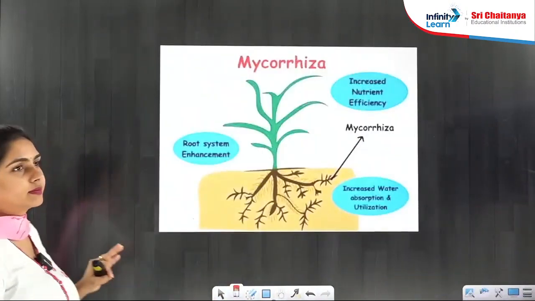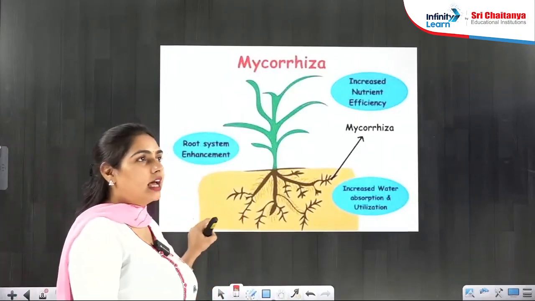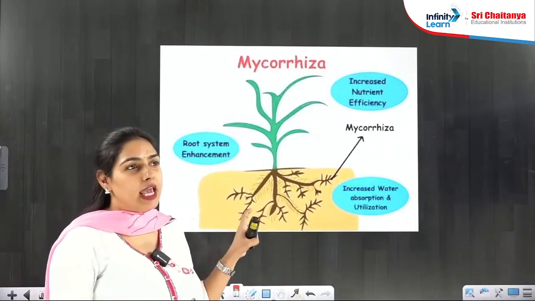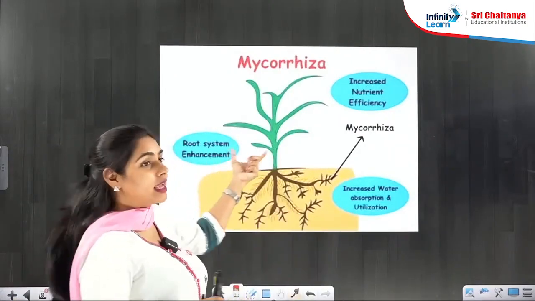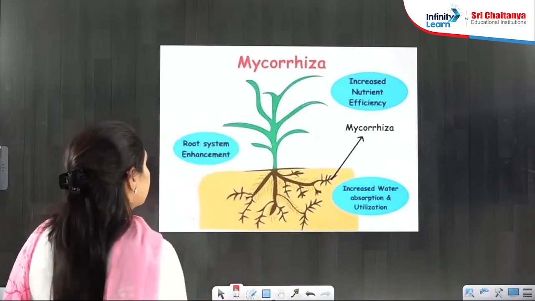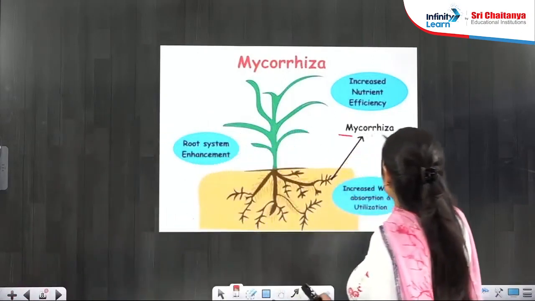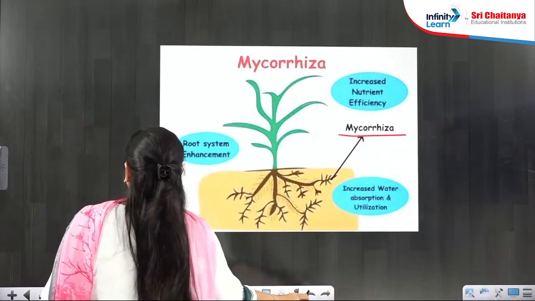Next. You must have heard of mycorrhiza. Here, mycorrhiza. Yes, everyone, mycorrhiza, mutualism. In the mycorrhiza, you can see that this is mycorrhiza. It is lichen, is fungi and algae.